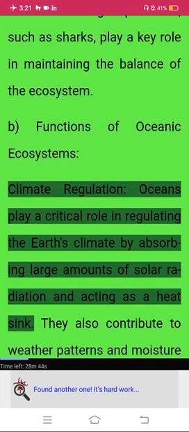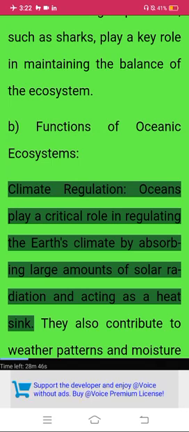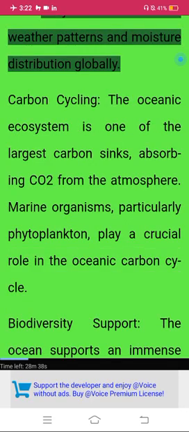Key functions of oceanic ecosystems. Climate regulation. Oceans play a critical role in regulating the Earth's climate by absorbing large amounts of solar radiation and acting as a heat sink. They also contribute to weather patterns and moisture distribution globally.